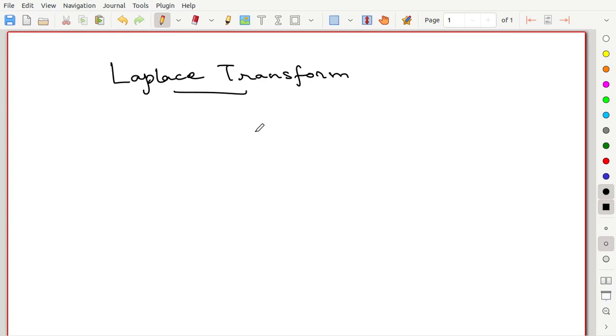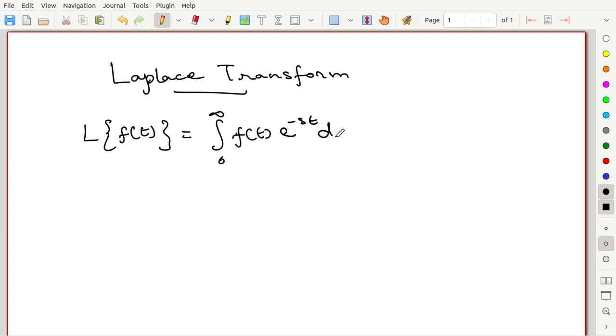So today we are going to discuss the Laplace transform. Generally, the Laplace transform of a function f of t is denoted by L of f of t, and it is equal to the integral from 0 to infinity of f of t e power minus st dt. So this integral is the Laplace transform of the function f of t.